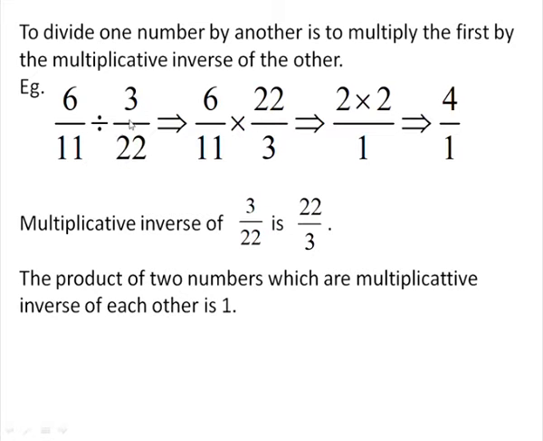Now, what is the multiplicative inverse of 3 upon 22? It is 22 upon 3. That is, the reciprocal of 3 upon 22 is 22 upon 3. Again, I am repeating. To divide one number by another means multiply one number by the reciprocal of the other. Now, here you can easily multiply the two rational numbers.